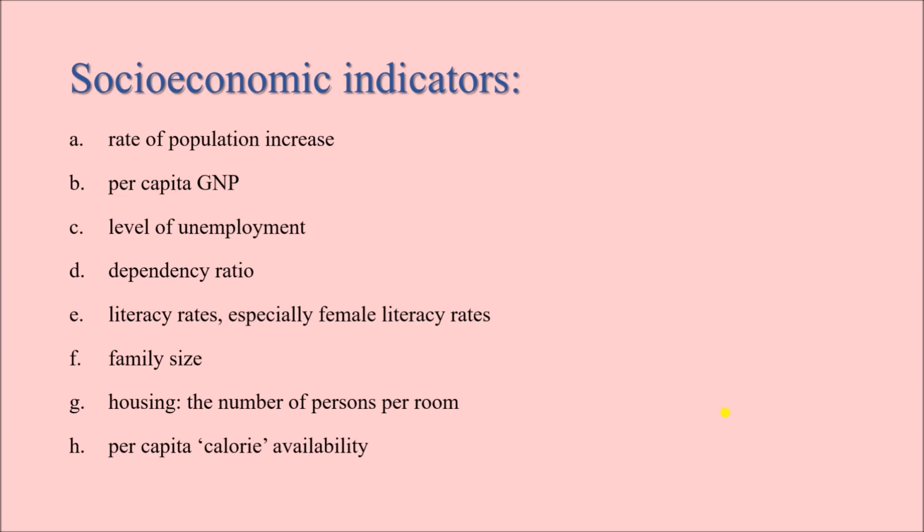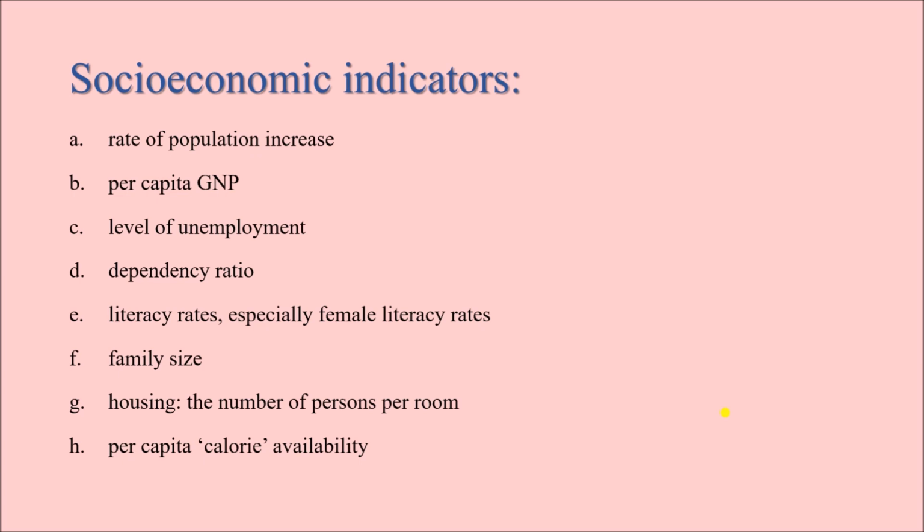Next is socio-economic indicators. For example, rate of population increase, per capita GNP, level of unemployment, dependency ratio, literacy rate, especially female literacy rate, family size, housing, that is the number of persons per room, which will give us some idea about the overcrowding and overall economic status of the particular family, per capita calorie availability.